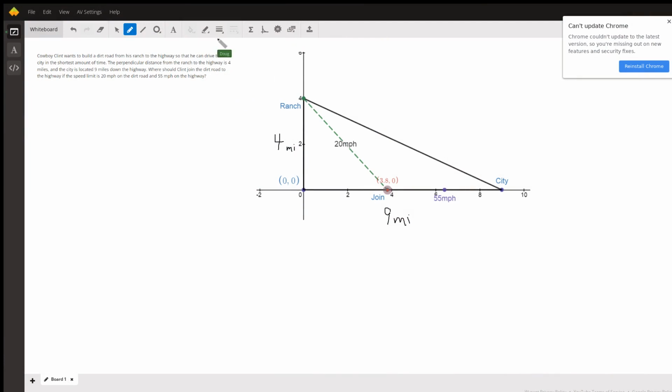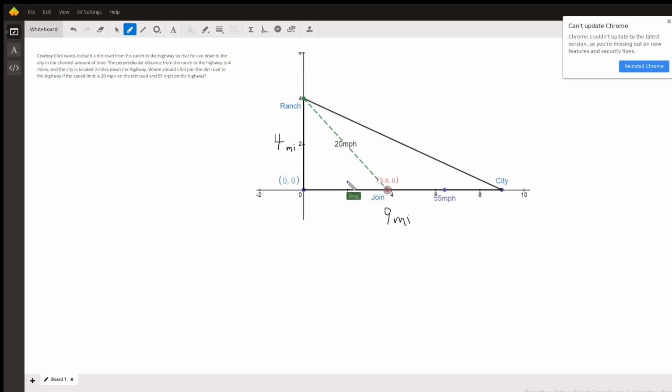Okay, over here to the right, we have a diagram depicting the situation. The ranch is up here, 4 miles from the highway, so the perpendicular distance to the highway is 4 miles. So this is the highway. It's 9 miles from here to the city. He wants to build a dirt road from his ranch to join the highway, going at 20 miles per hour there. And from here, he's able to go 55 miles per hour.